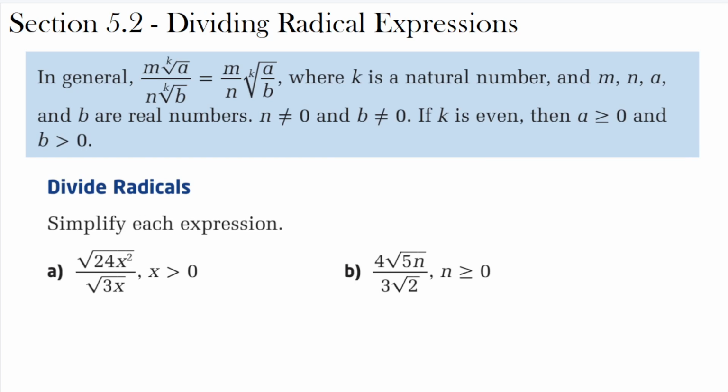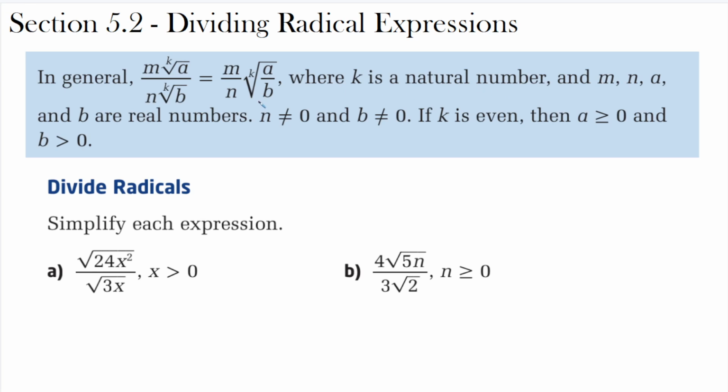Okay, this is the last video for section 5.2, and in this video we're going to look at dividing radical expressions. The preamble in your book, much like when they did multiplication, is a little bit of a mess, but basically if you have a mixed radical, so a coefficient and a radical, divided by another mixed radical, a coefficient and another radical, and the radicals have the same index, in this case k, to divide, we can divide the coefficients and treat that as one quotient, and we can bring the two radicands together under the radical sign with the same index.